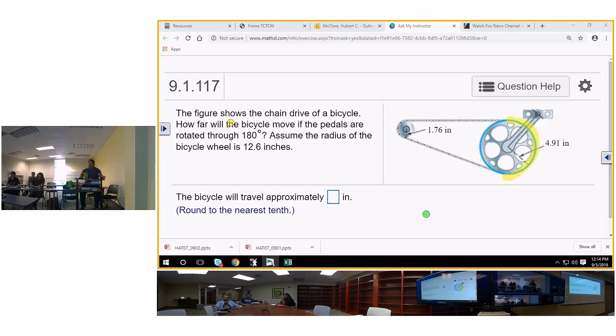Okay, now it says a figure shows chain drive bicycle, assume the radius of the bicycle wheel is 12.69 inches. Well, that's later. Okay, we got to figure out how much this one moved. And I don't think I'll be able to get this one in today, but we can go ahead and start on it. So go ahead and figure the distance traveled at 4.591.